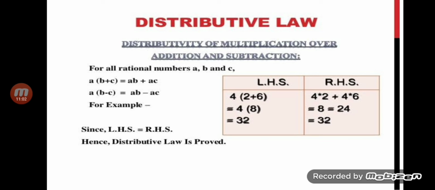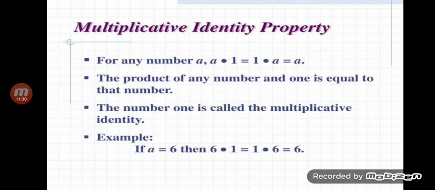In the RHS, AB plus AC. AB is 4 into 2, AC is 4 into 6. So 8 plus 24, which is equal to 32. So here LHS is equal to RHS. So it will be valid for the next part also, that is A into (B minus C) is equal to AB minus AC. Next, multiplicative identity property.